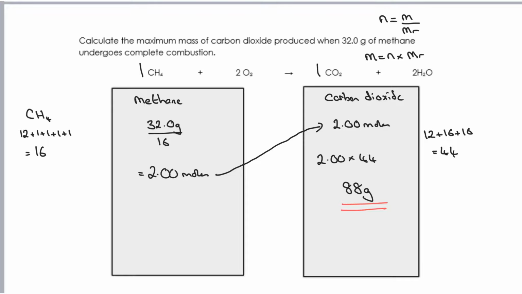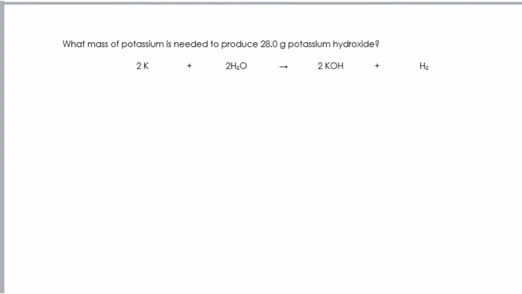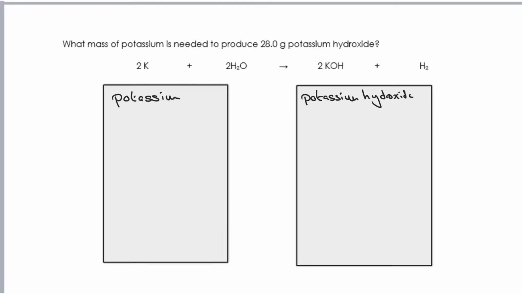Okay, if I move on to another calculation now. So what mass of potassium is needed to produce 28.0 grams of potassium hydroxide? So like before, I'm going to scaffold my answer. Now, the question gives us a mass of potassium hydroxide. Therefore, we need to start with this side of the equation first.